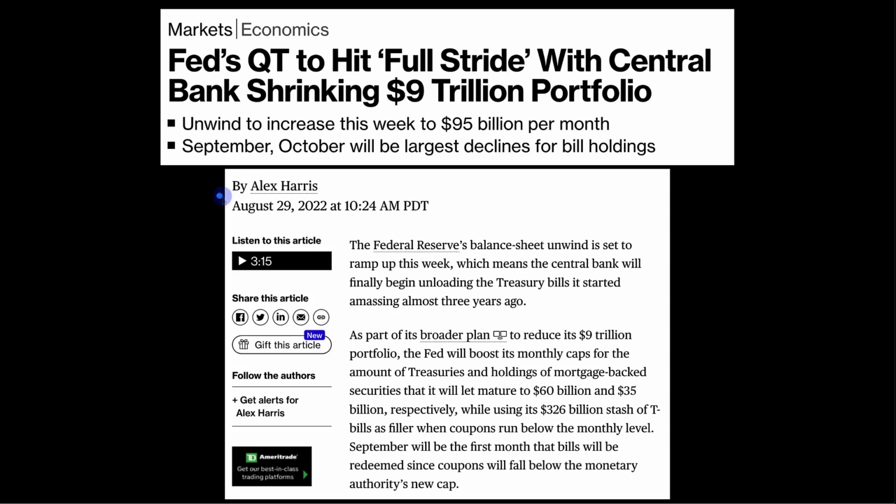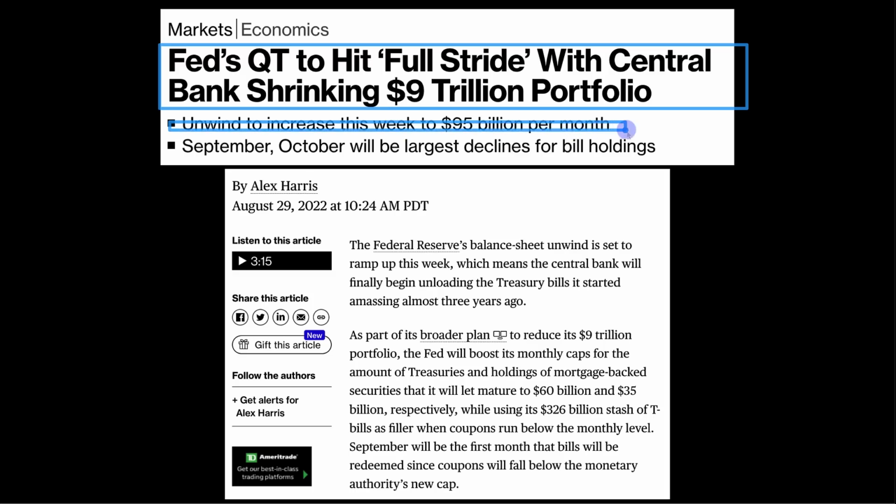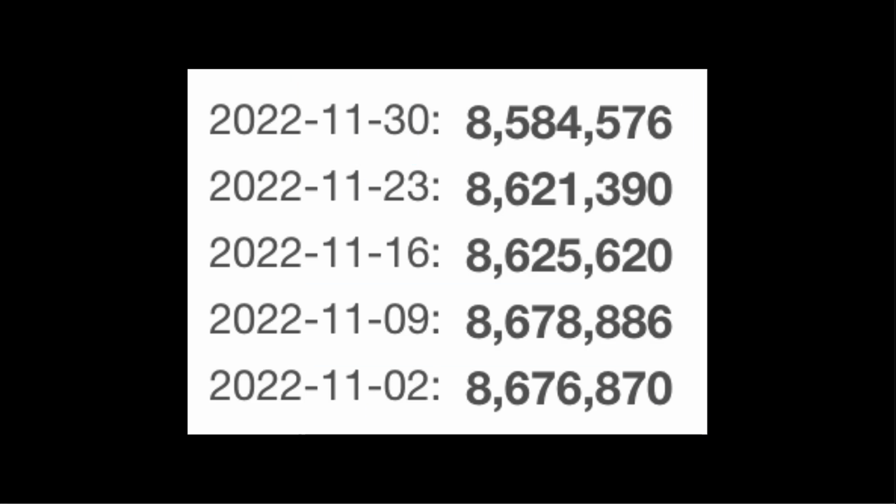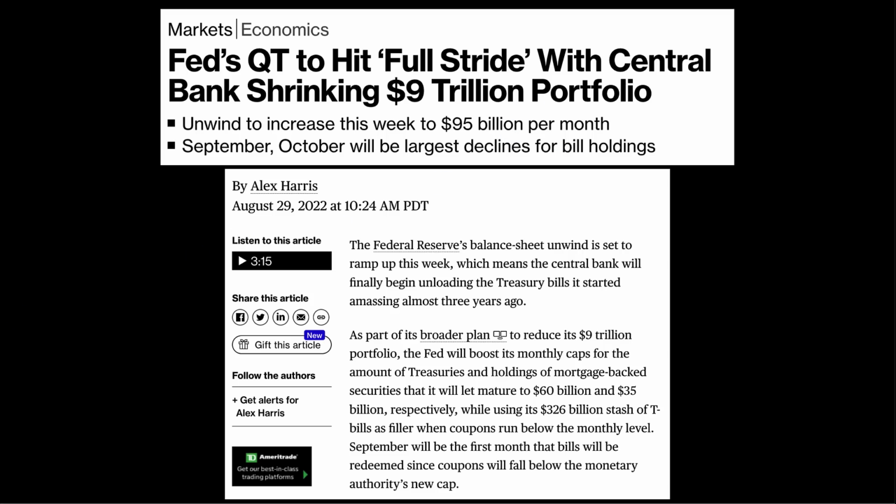And if you see this article back here in August by Bloomberg, this was reporting that the Fed's quantitative tightening is to hit full stride with central banks shrinking the $9 trillion portfolio. And it said here the unwind is going to be, this week, $95 billion per month. But this was talking about September. October will be the largest declines. We just hit November, and you can see they are still on pace doing that $95 billion per month.